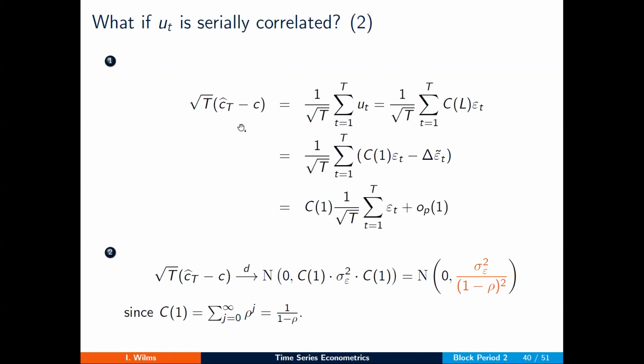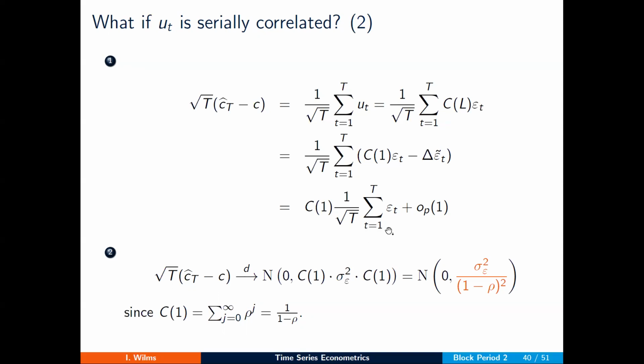I start with developing the numerator. So we will rewrite u_t here as the product of the lag polynomial and the error term epsilon_t, which are IID. And then the Beveridge-Nelson decomposition tells me that I can further rewrite this in terms of C(1) times the error term and the difference of a new error process epsilon tilde_t. And I use this Beveridge-Nelson decomposition since it allows me to isolate the first term over here from the latter one, which is small o_p(1).